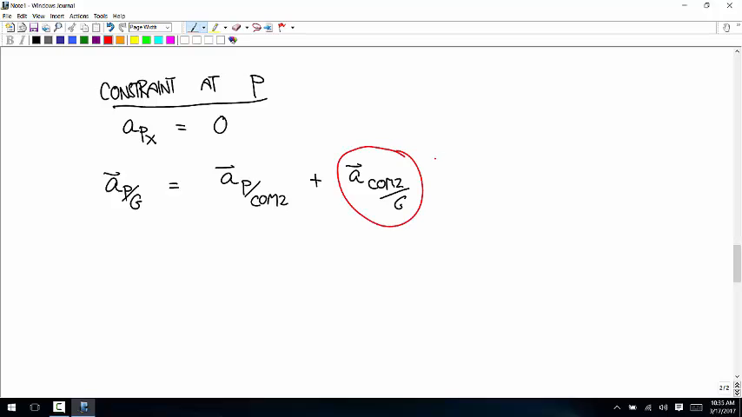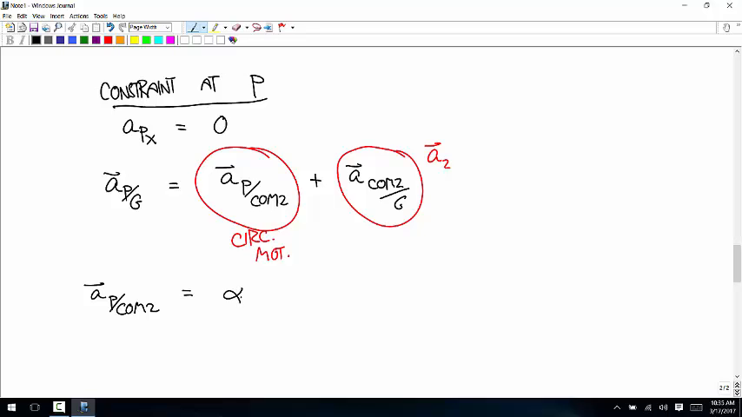Again, this is what we called A2. This is from circular motion. So the acceleration of P relative to the center of mass of 2 is alpha 2 crossed with this R vector that goes, let's see, how am I going to write this? Goes 2P from the center of mass of 2. That's pretty messy looking, but that'll be clear once I keep going.